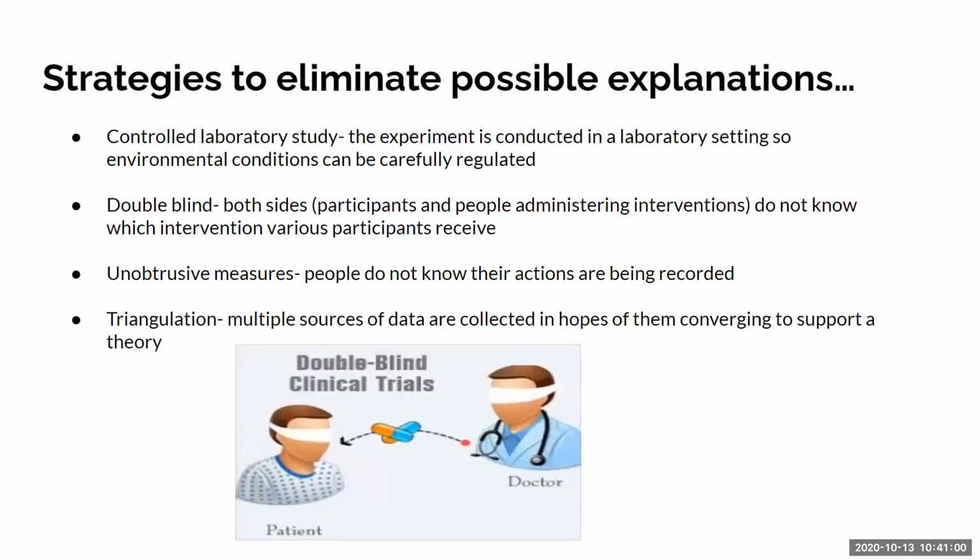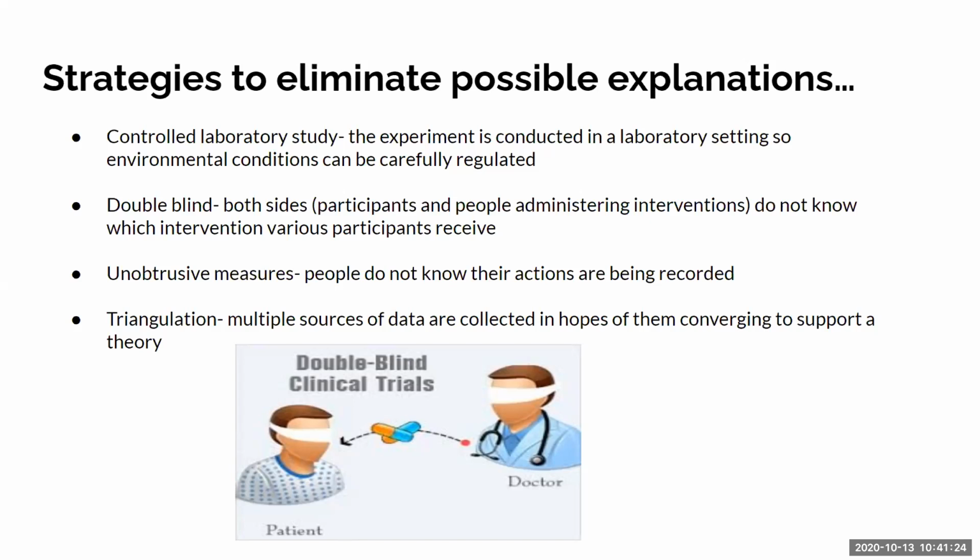To eliminate these possible explanations when conducting a study, there are four types. 1. A controlled laboratory study, where the experiment is conducted in a laboratory setting, so environmental conditions can be carefully regulated. 2. Double-blind studies, where both sides, participants and people administering the interventions, do not know which intervention various participants receive.